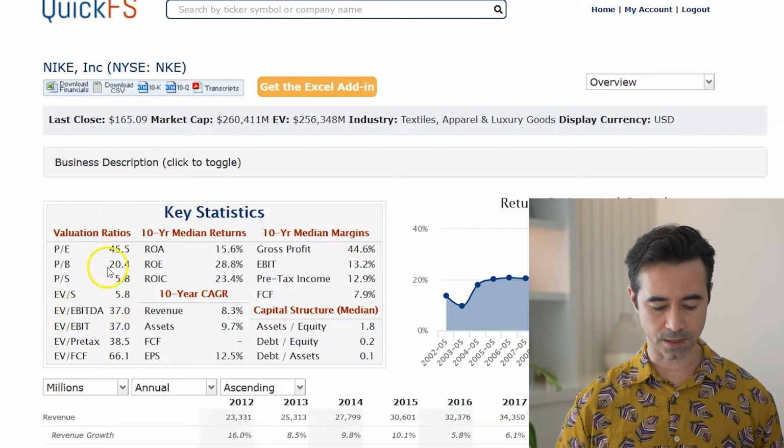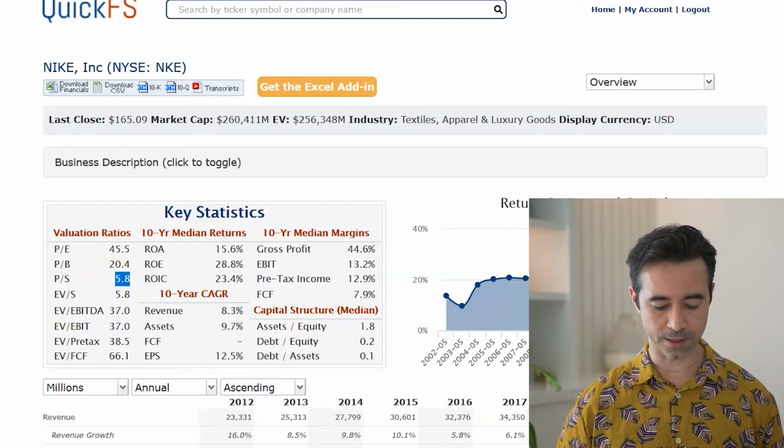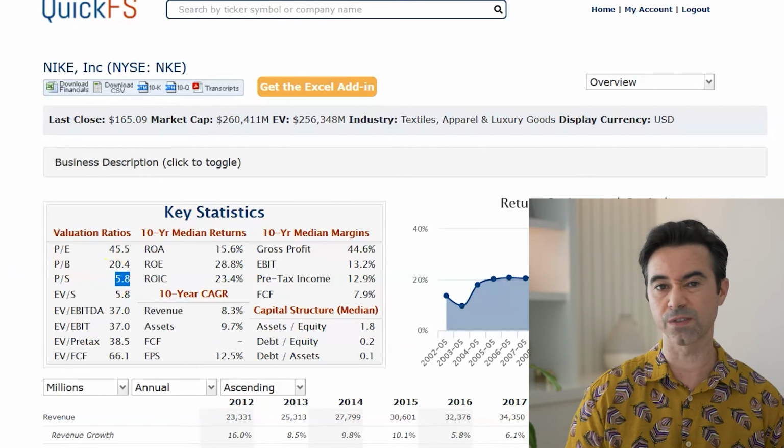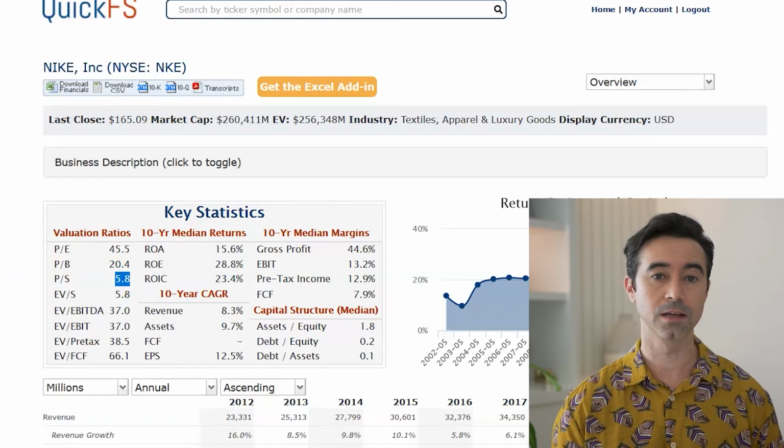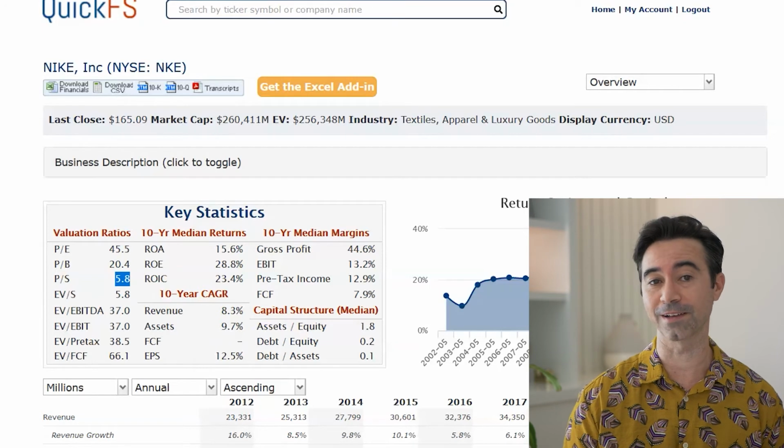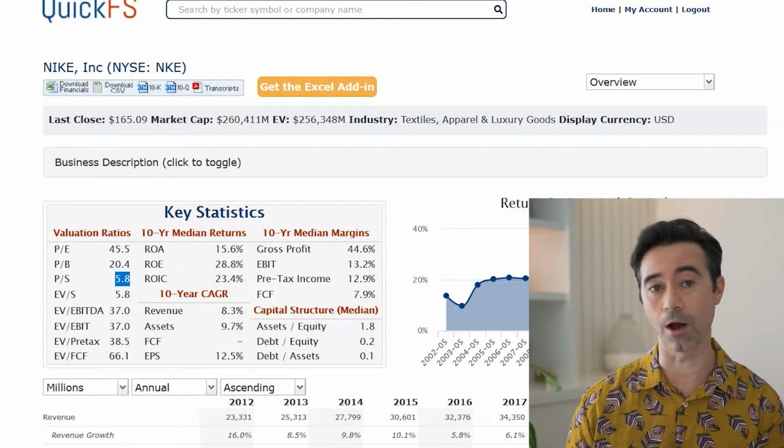Again, on quickfs.com, you can see 5.8 right here, and that's the price to sales. You can always find these numbers pretty easily there. It's just good to figure out how to calculate them so it helps you understand what they are.